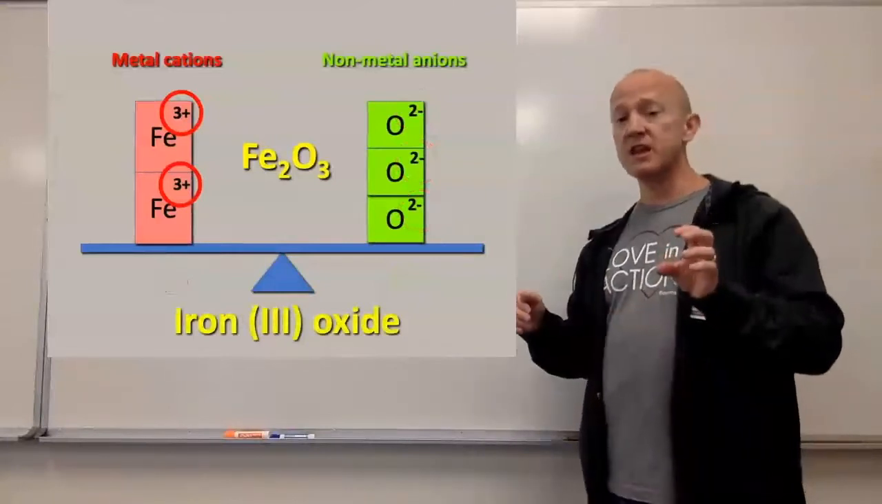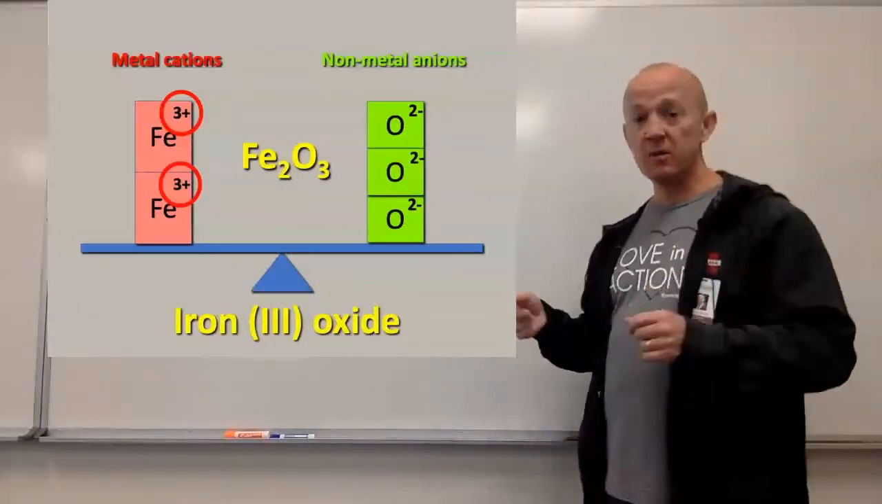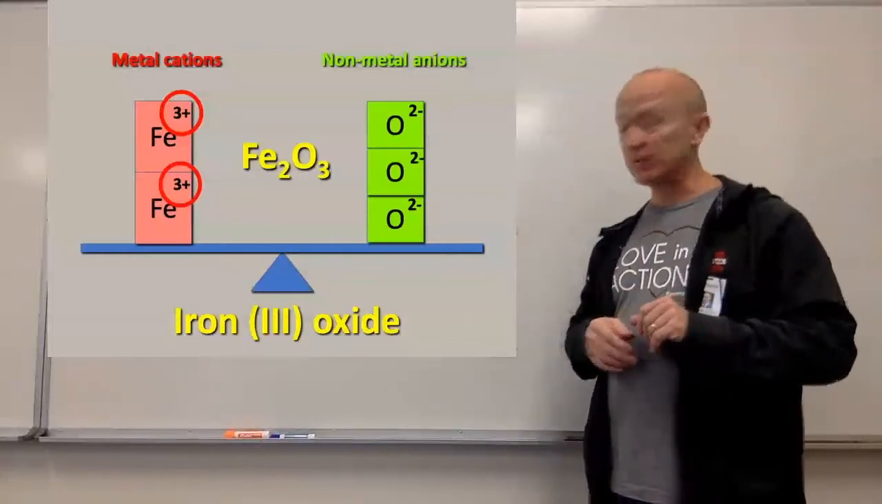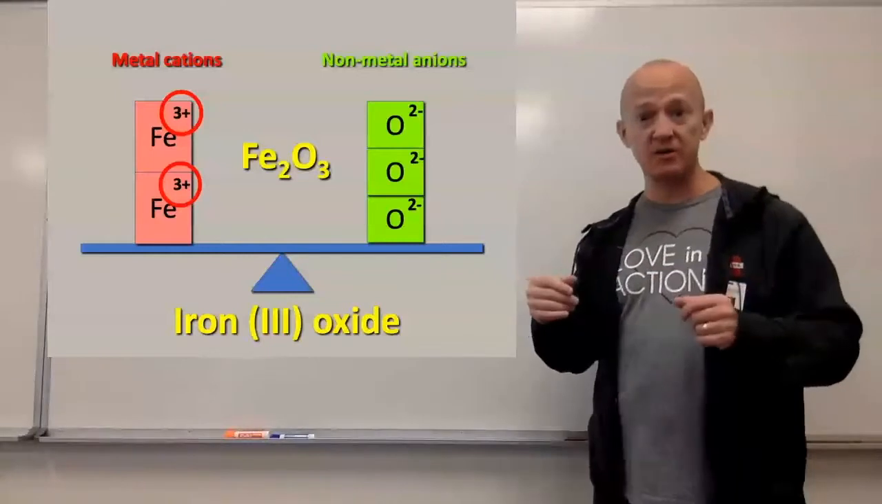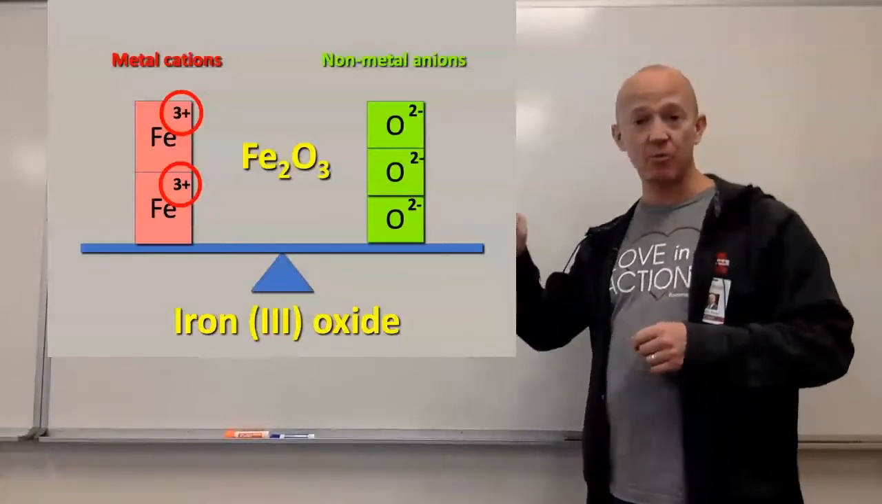Now don't make the mistake of looking at the subscript on the iron and thinking that that's the charge. Because remember, we just figured out that this is iron(III) oxide. So if you looked at the subscript and said, oh, it must be iron(II), that'd be incorrect. We have to go through the process of figuring out what the ion is.